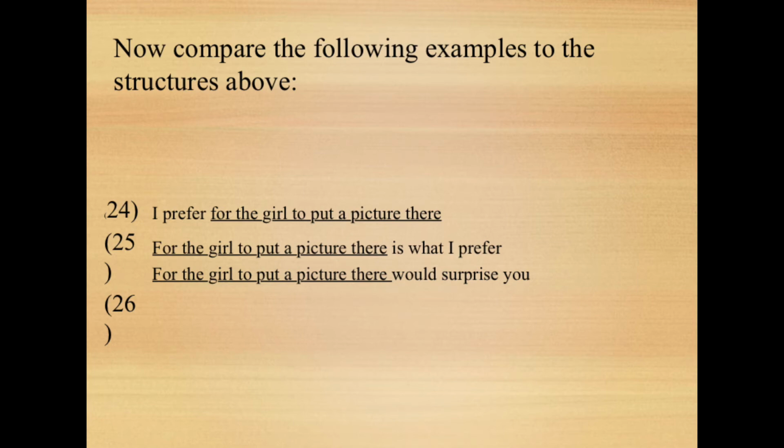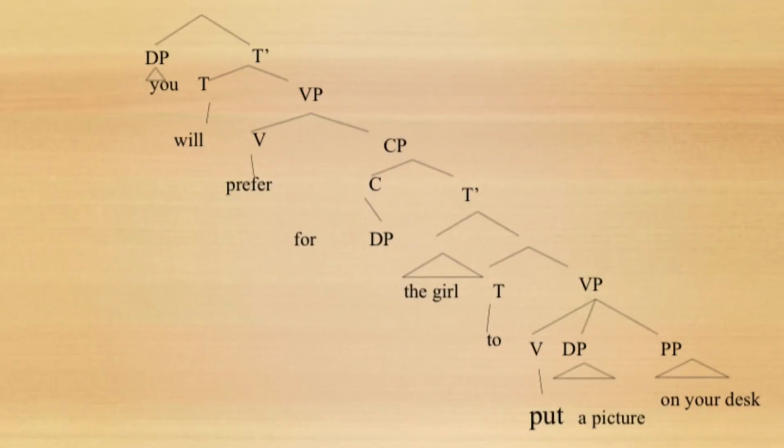In 25, we see that the constituent following the verb can be pseudoclefted. And we see that the constituent can occur as the subject of sentences too, similar to those in 23. This suggests that the structure of 24 is similar to the structure of 1. So we propose the following tree for 24, similar to the tree for 1. Here, the verb prefer has a CP with the complementizer for, while in the tree before, we had the verb see with the complementizer that.